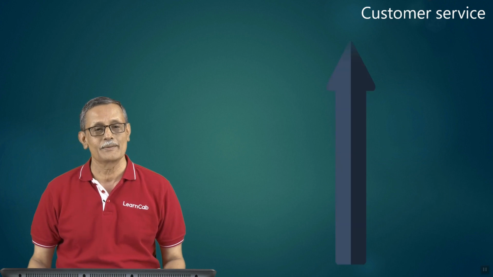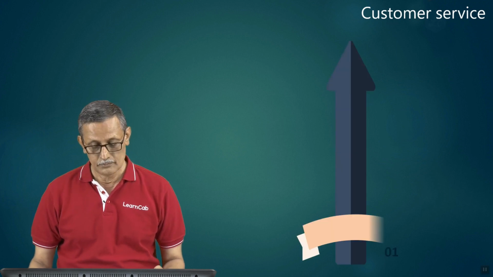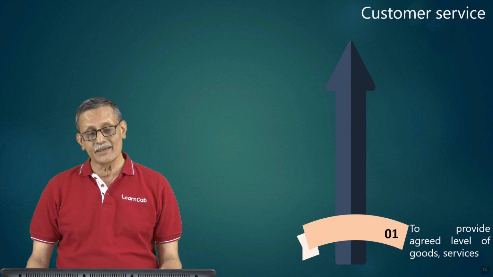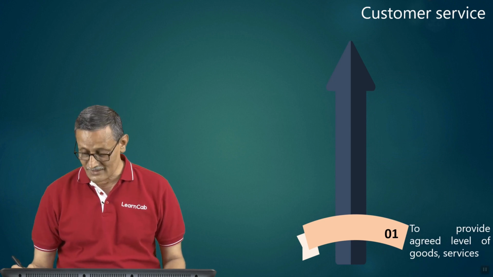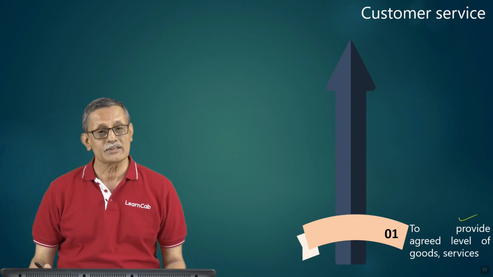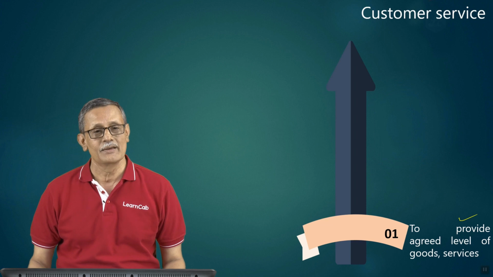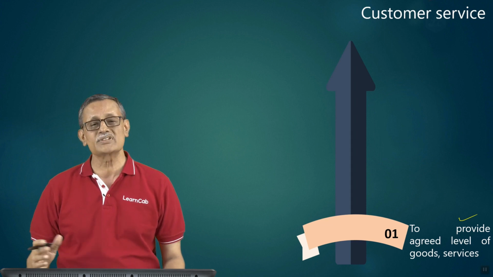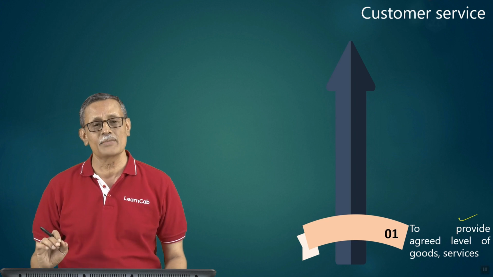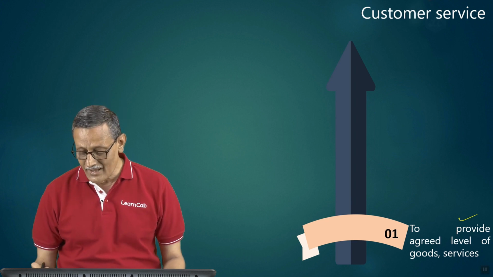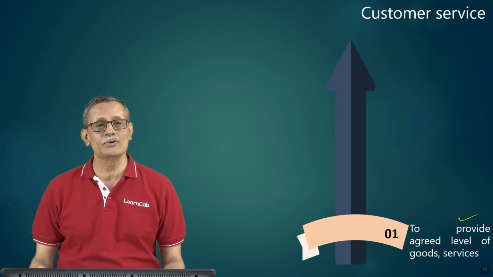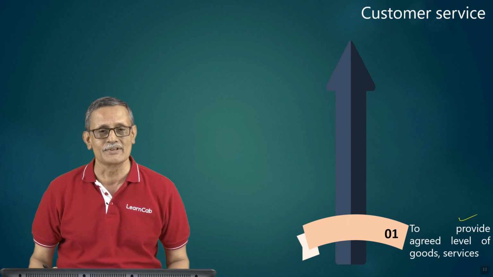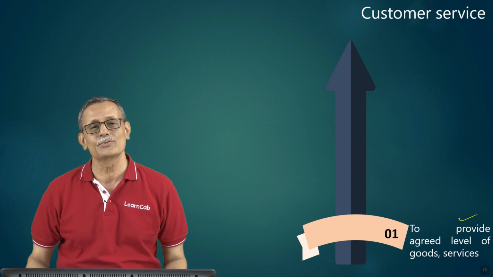Customer service. Now let us see what customer service is. So far we saw goods. Now we will see customer service. To provide agreed levels of goods and services. Customer service does not say that your goods have to be the best in the world every time. It says they must meet the customer requirement. That's why we say to provide agreed levels of goods and services. You would have contracted with the customer that you will provide the agreed goods and services, so we must achieve that level.